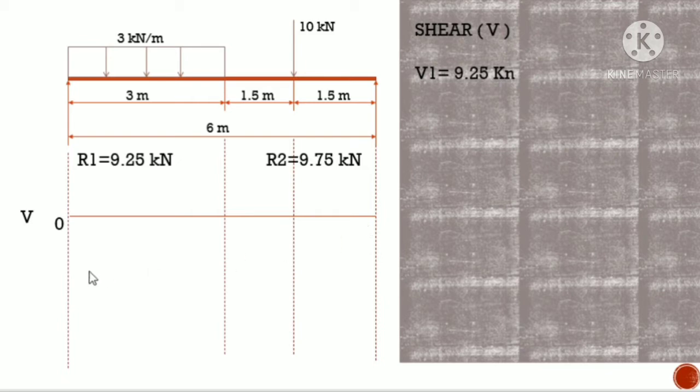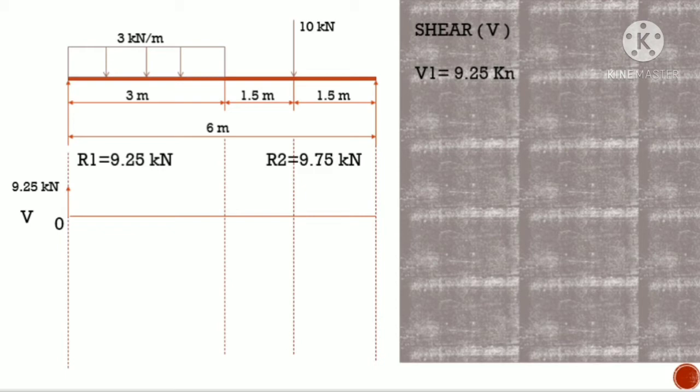So makikita natin yung unang force, which is ang R1. Ang value niya is 9.25 and the direction is going up. So positive. V1 is positive 9.25 kilonewton. So ang drawing niyan, going up. Nilagyan ko lang ng arrow para sa direction.